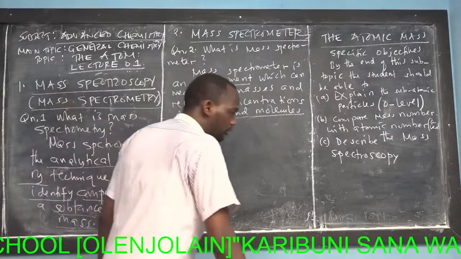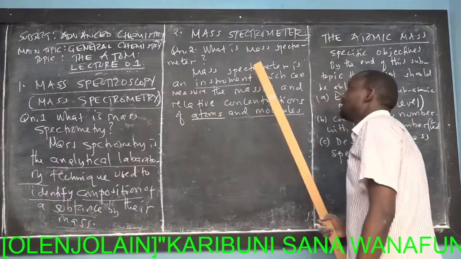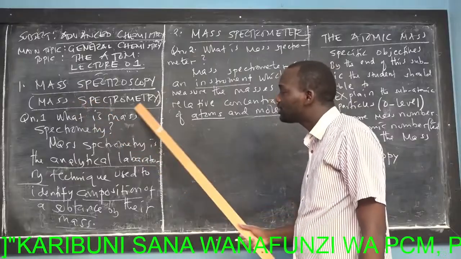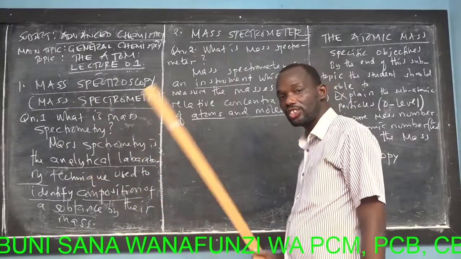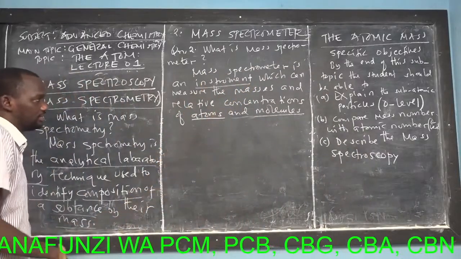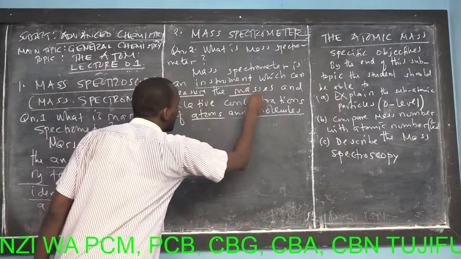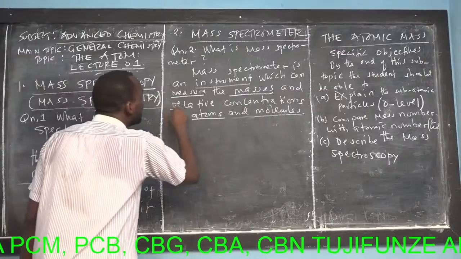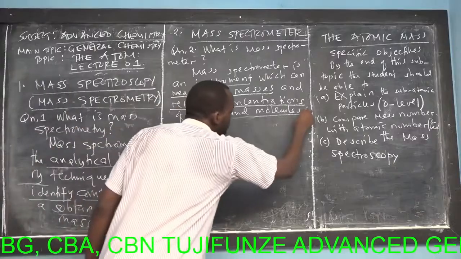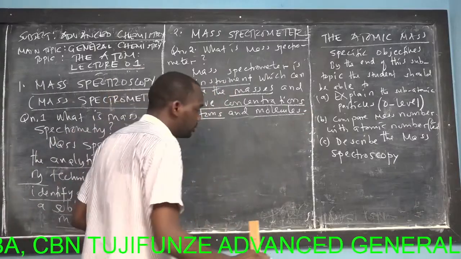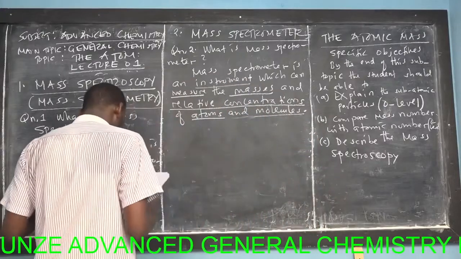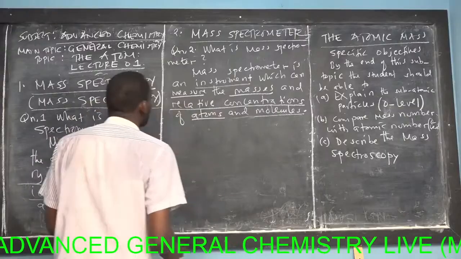So the mass spectrometer is an instrument. Number one, that's a piece of information. Mass spectroscopy or mass spectrometry is a technique. Distinguish them. This is an instrument which can measure the masses. With this instrument we can measure the masses of the atom, and also we can measure the relative concentration of atoms and molecules. Is it interesting? You can find some other definitions or different ways of defining the mass spectrometer, but this is one which is very important.